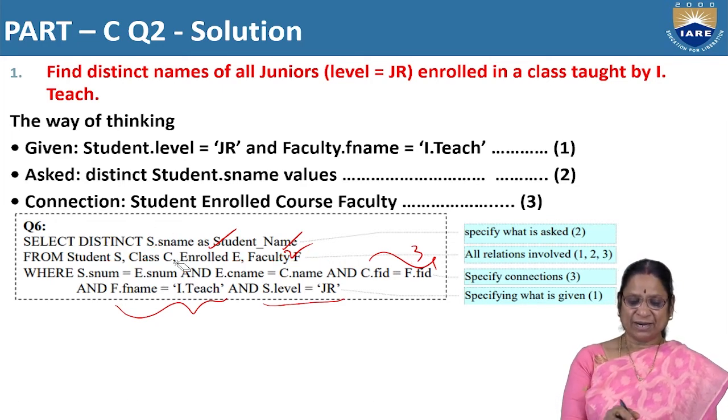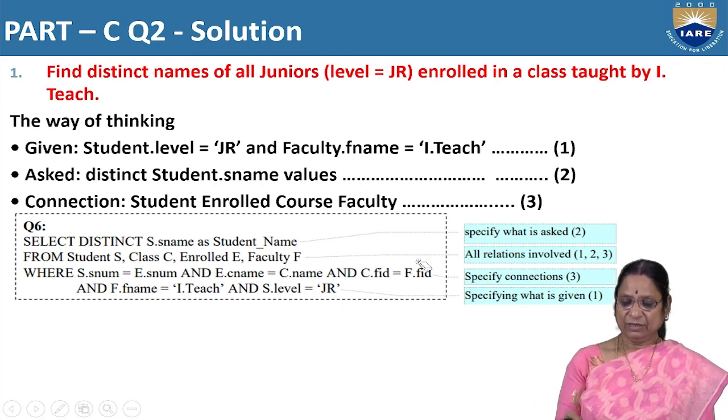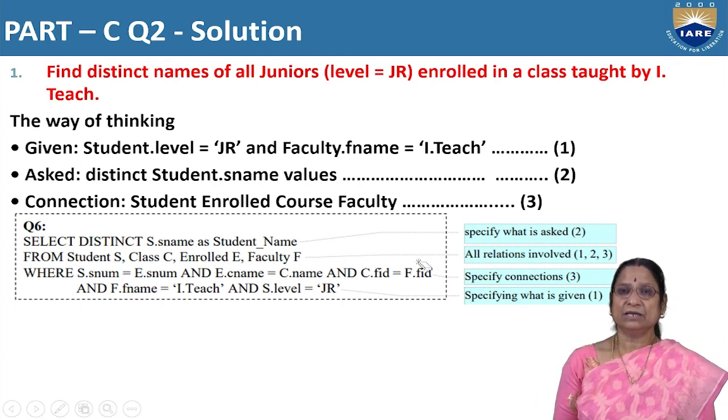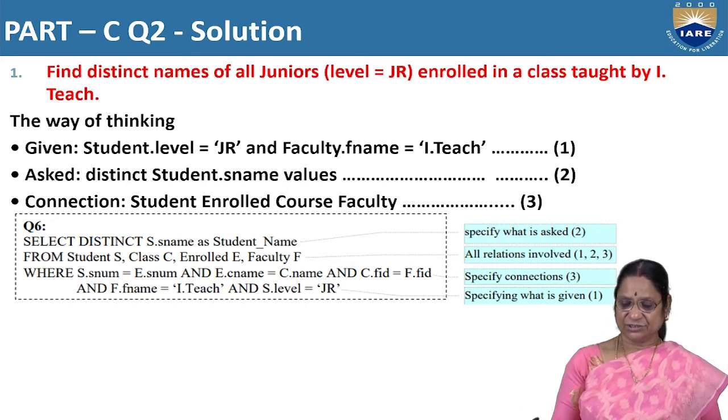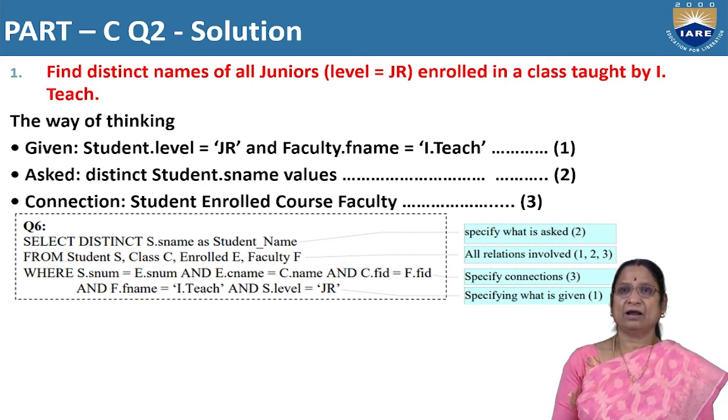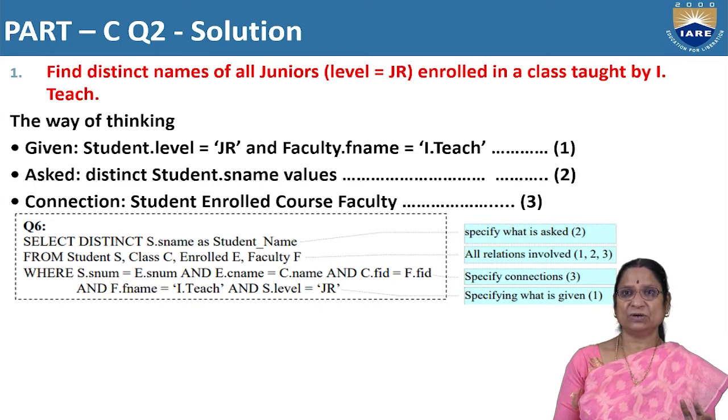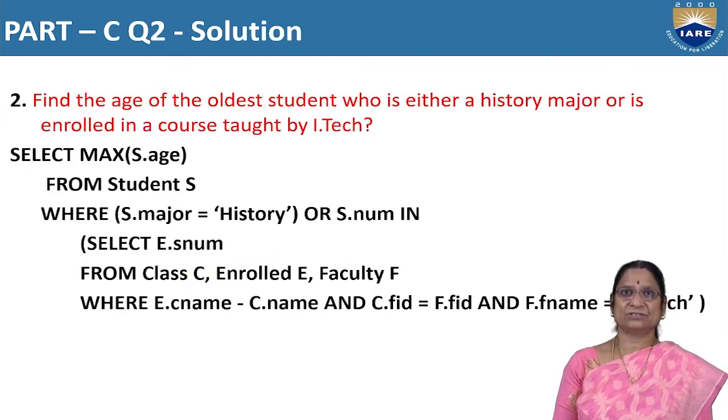So first we identified what the output is. We need distinct student names, and what relations are to be considered as input. Then we specified the conditions, and the conditions include both join conditions as well as normal conditions.